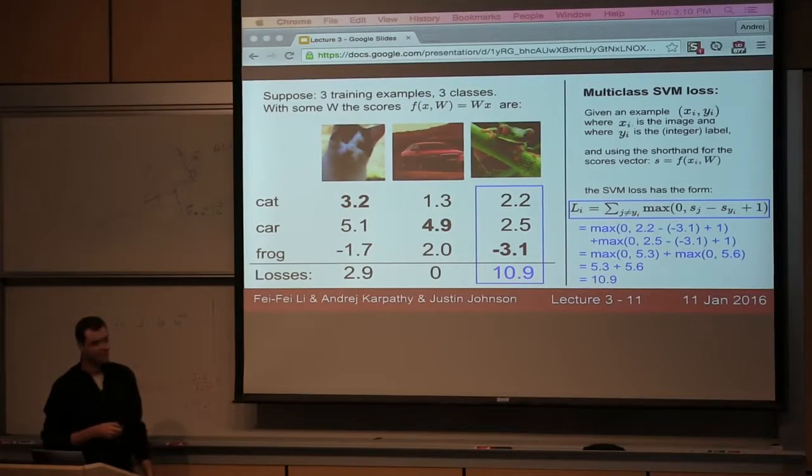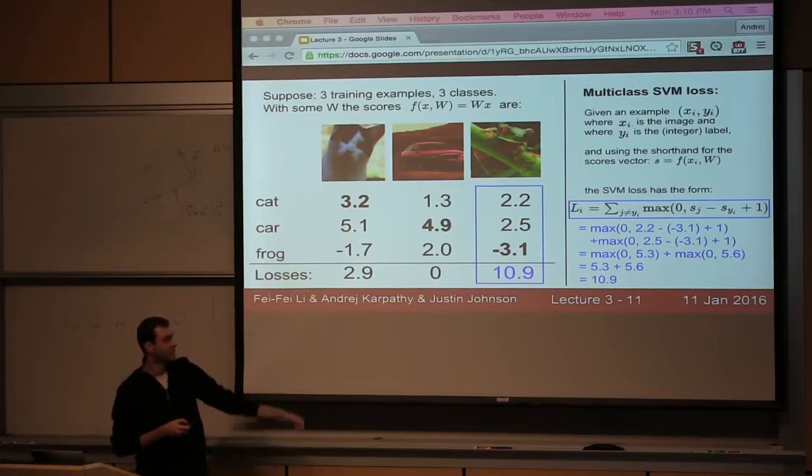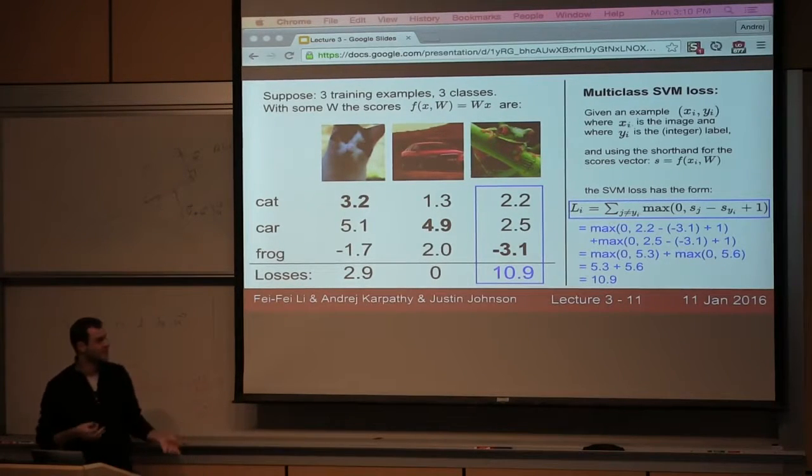And in this frog case, we end up with a very bad loss because, of course, the frog class received a very low score, but the other classes received quite high scores. So this adds up to an unhappiness of 10.9.